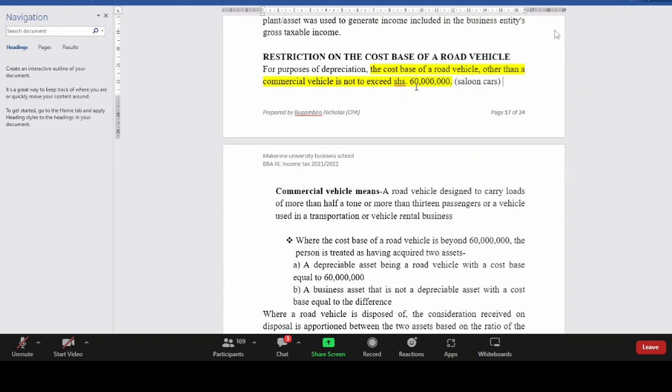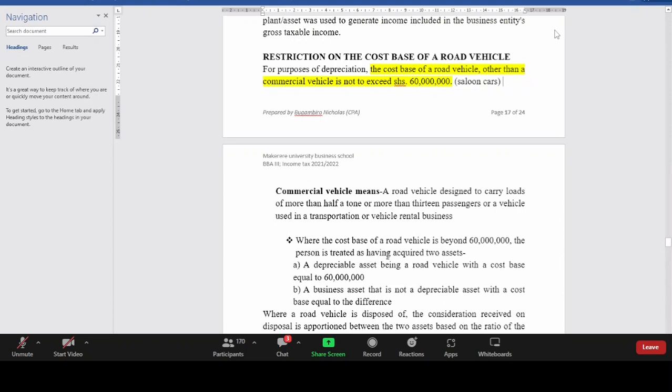It is funny. That's what the Act will say. If you purchase any saloon car whose value exceeds 60 million, what is depreciable? The depreciable asset in that saloon car is limited only to 60 million. Over and above 60 million is deemed to be another asset, a business asset that is non-depreciable. And now capital gains comes in. Hope you recall, if you have a depreciable asset and you sell it at one time, the excess above 60 million becomes a non-depreciable asset. Right? So what are they saying?